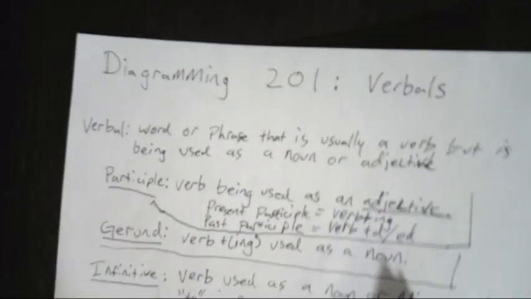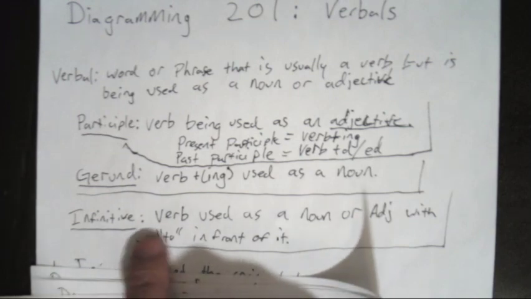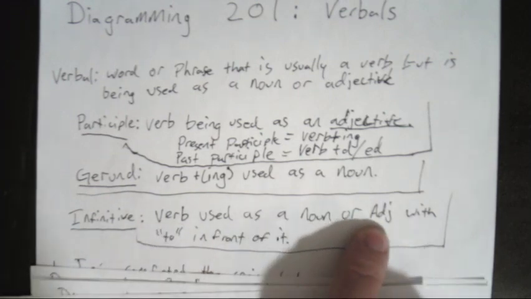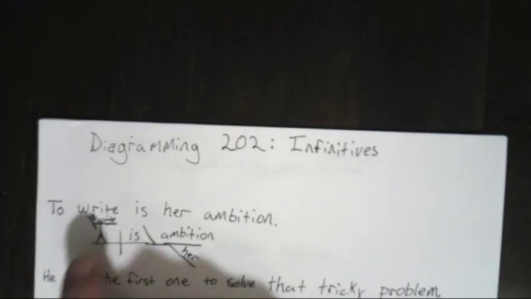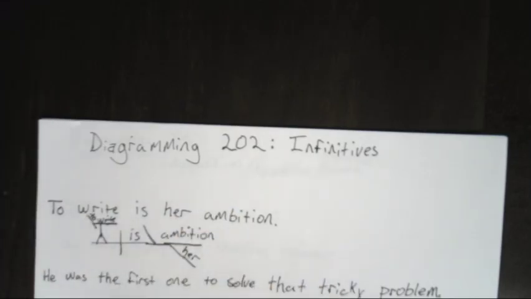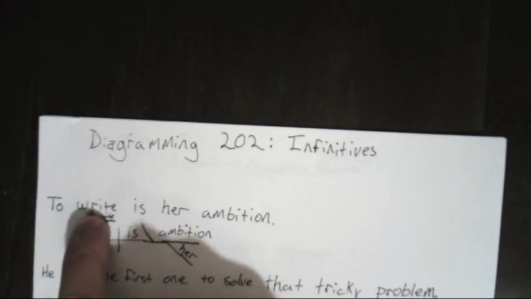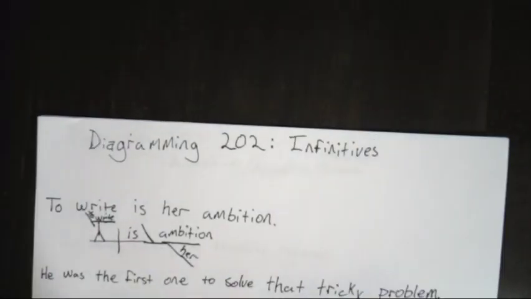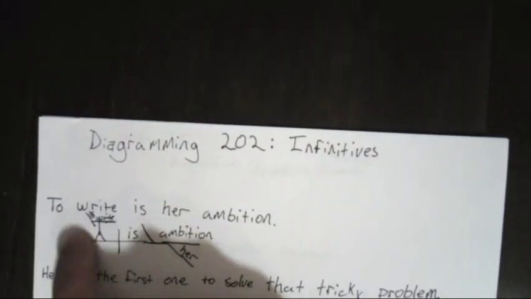But remember that, here, let me get that 201 notes again. Look down here at the definition of infinitives. Verb used as a noun or an adjective with to in front of it. So we're always going to have to with our infinitives. So here we are. To write is her ambition. Where's the infinitive? To write. Okay? To and write together are the infinitive.